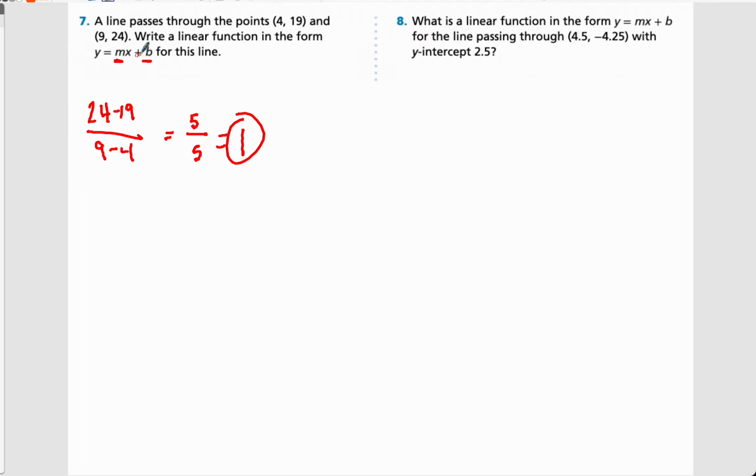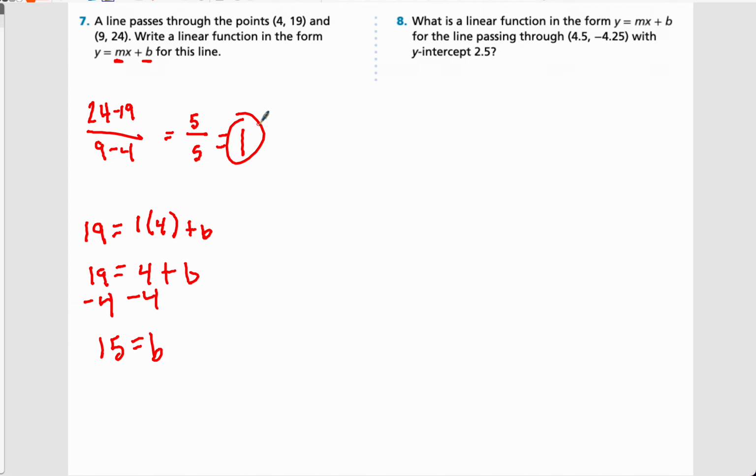Now I can use one ordered pair, the y and the x values, and the slope to solve for b. So y is 19, x is 4. 19 equals 1 times 4 plus b. So 19 equals 4 plus b. Subtract 4. 19 minus 4 is 15, and that is the y-intercept. Now I just need to write the equation.